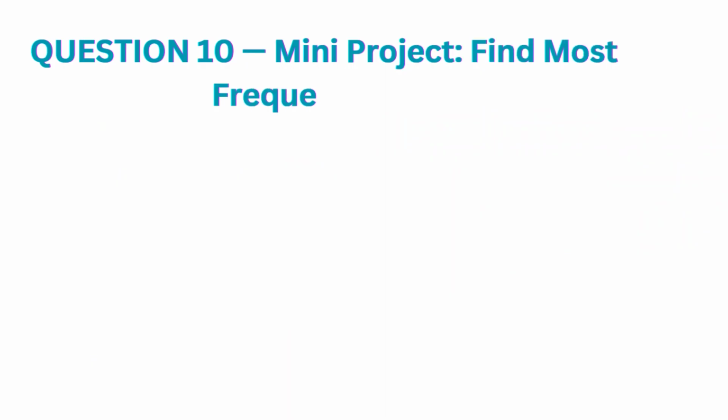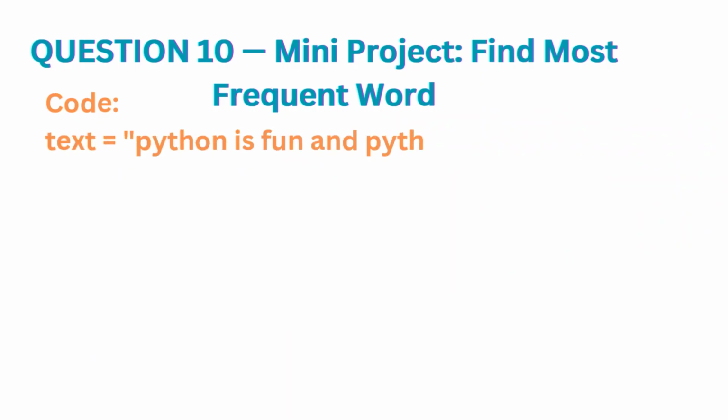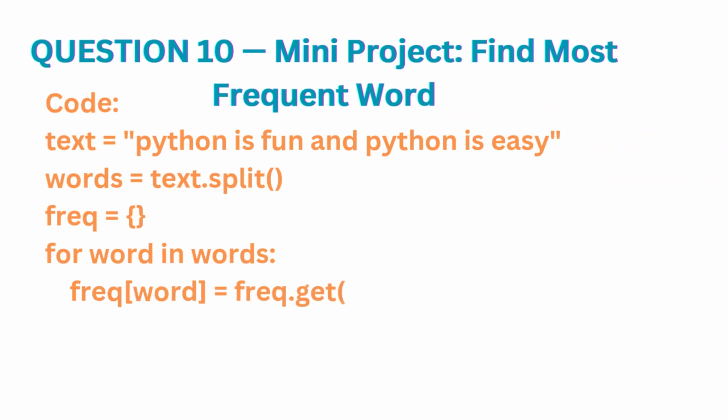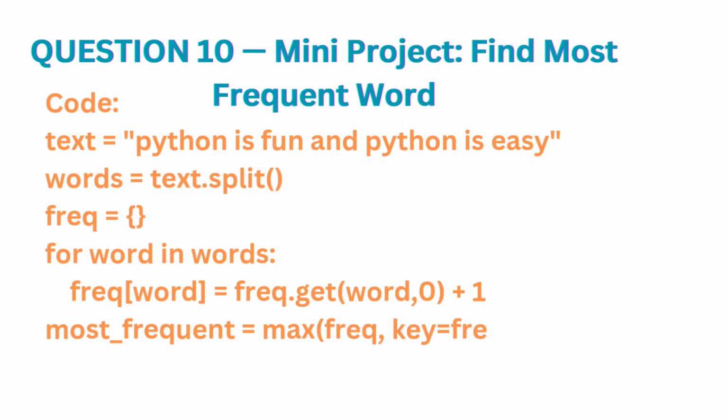And the last mini project is find most frequent word. So we have to combine both dictionary and max function to find the most common word. This will be practical for a text analysis project. Here a text is given, "Python is fun and Python is easy", and words should be text.split() and frequency should be empty first, for word in words. Frequency of word should be frequency.get(word, 0) + 1 and most frequent should be max of frequency with key equal to frequency.get. That should print the most frequent word.